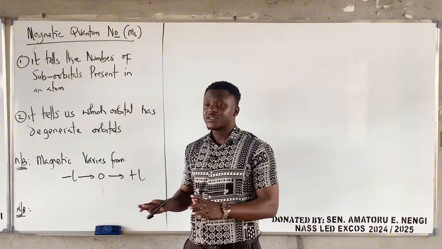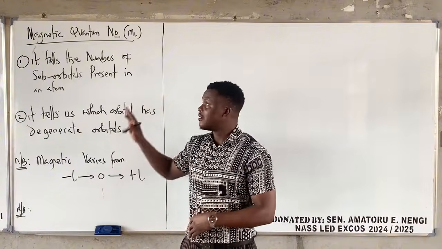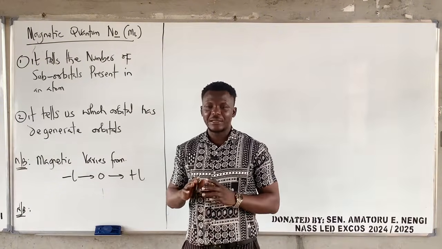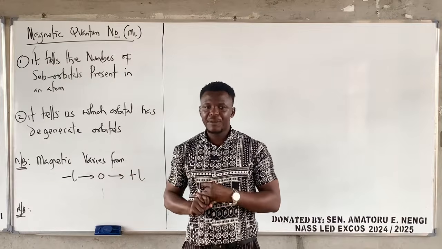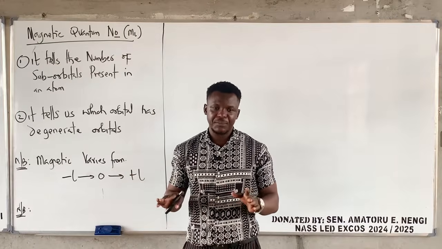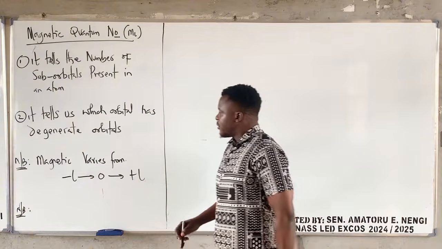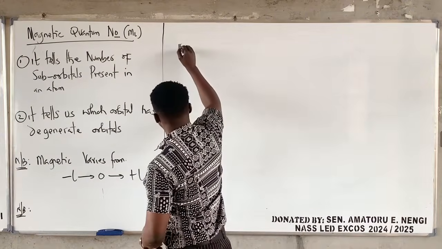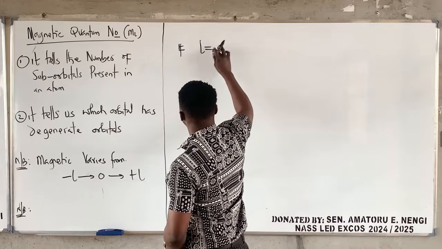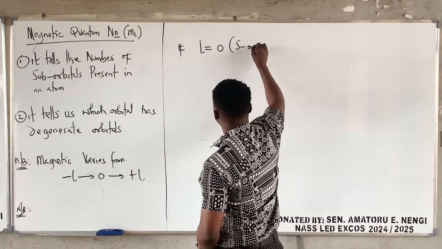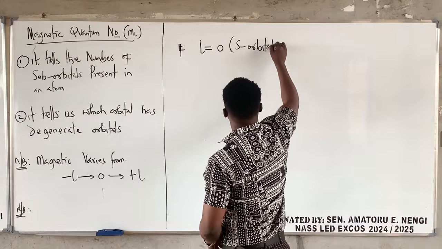Now, out of the 4 quantum numbers, it's only azimuthal and magnetic that are dependent on another. Principal is independent. Spin is also independent. So take note of this. So what do I mean? If L equals 0, which orbital is that? S orbital.